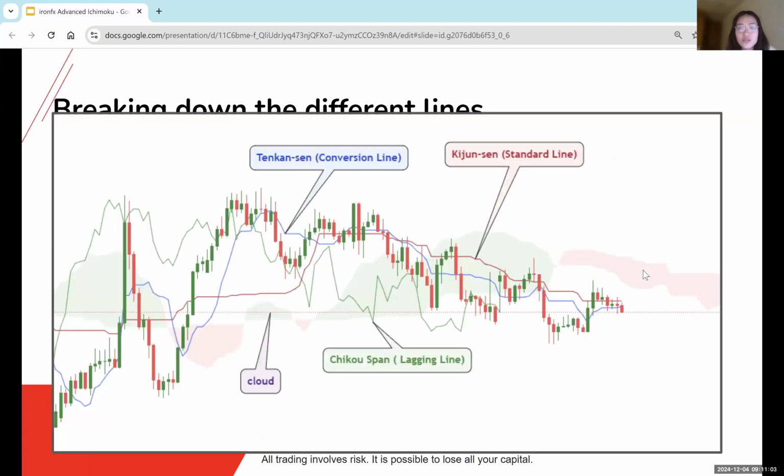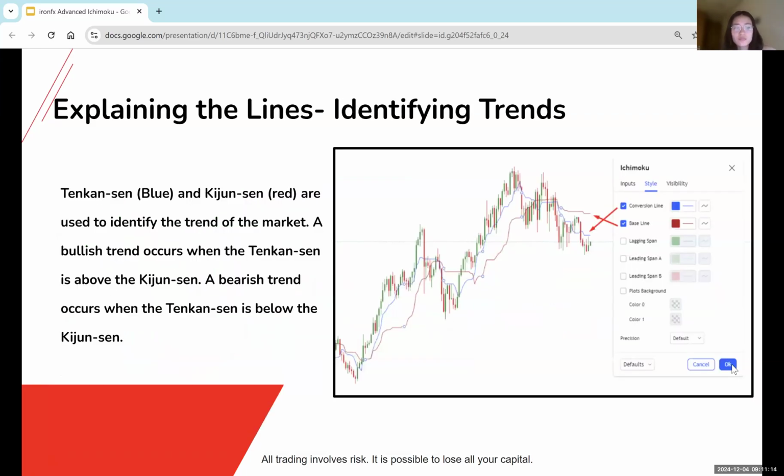Okay, so now let's look at breaking down some of the different lines. We briefly mentioned the cloud, the Chikou span, Tenkan Sen, and the Kijun Sen. So now let's talk a bit about the different lines that we mentioned earlier. Firstly, we're looking at identifying trends.